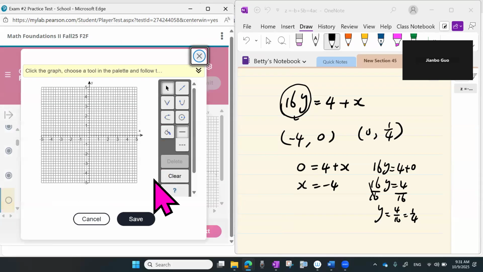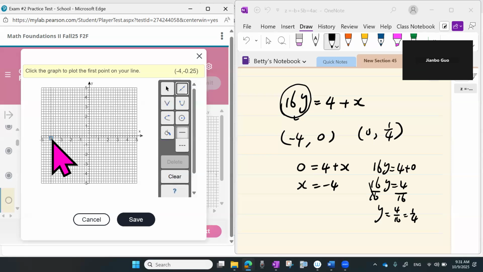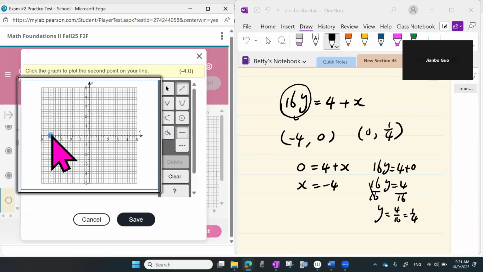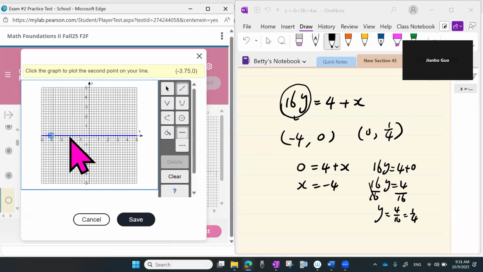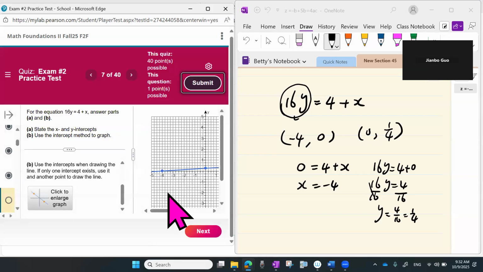So we have the two intercepts, (9/4, 0). This is a straight line, (9/4, 0). And the other one is (0, 1/4). 2, 3, 4. All right, so this is the straight line passing through the two points.